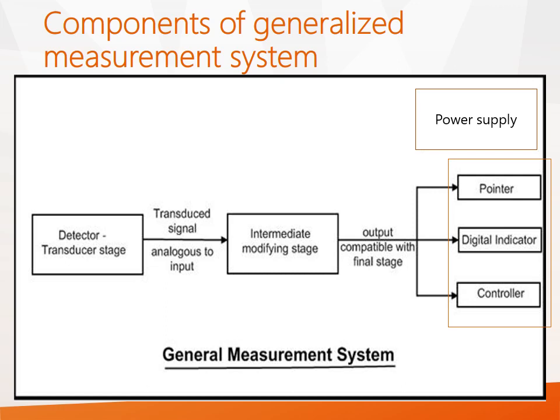So our last stage is the display. In this, the display or readout devices display the required information, and that can be displayed by using a pointer or any digital indicator, so numbers can be read directly, or sometimes a controller is also used to take the appropriate control action. And the fourth block is power supply, which is electrical power supply, which provides the required excitation to the transducer and other electronic circuits.